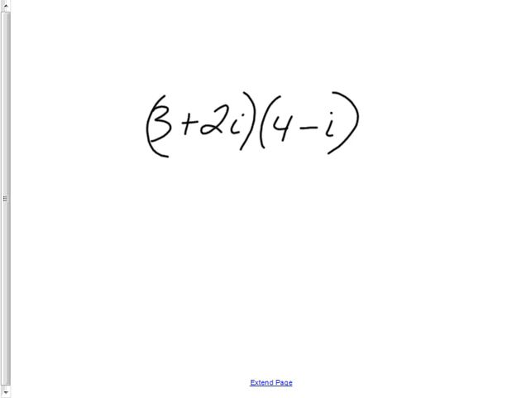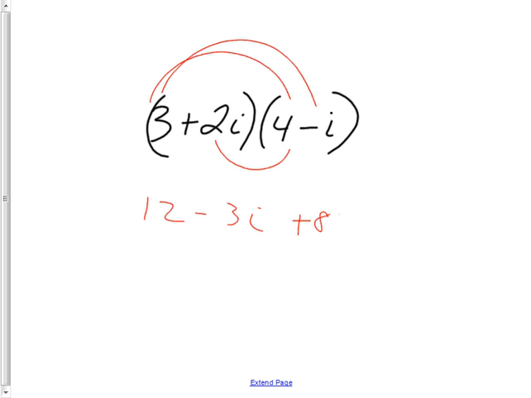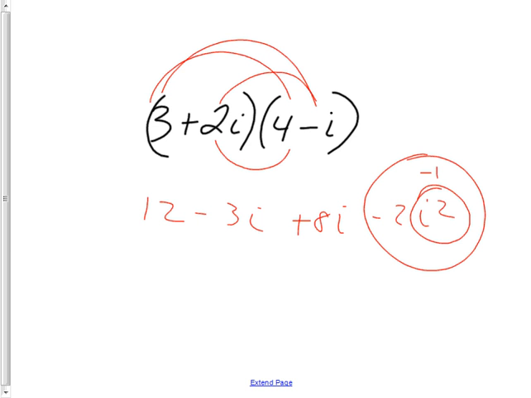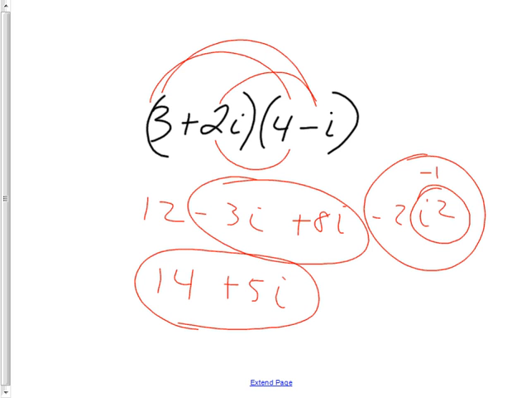All right, so final answer on this one. When you multiply this guy out, you get 4 times 3 is 12. Outside, you get negative 3i. Inside, you get positive 8i. And last, you would get negative 2i squared. And that part is equal to -1. And that makes this -1. And that makes this whole thing positive 2. And positive 2 goes with the 12 and makes 14. And then these guys can go together and make plus 5i. So there's your answer for that last practice problem. And that's all I got for today.